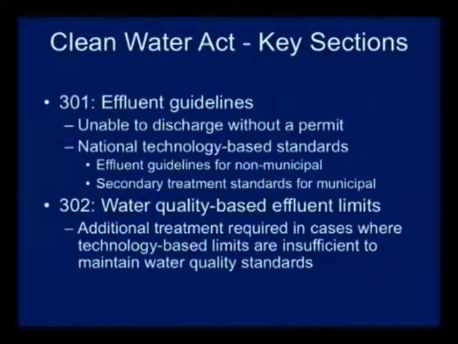Section 301 is the effluent guidelines. In 1972, when this came out, the big thing was you were not allowed to discharge into surface waters in the United States without a permit. Those permits had standards that you had to meet, and there were two levels of standards. First one is referred to as technology-based standards.